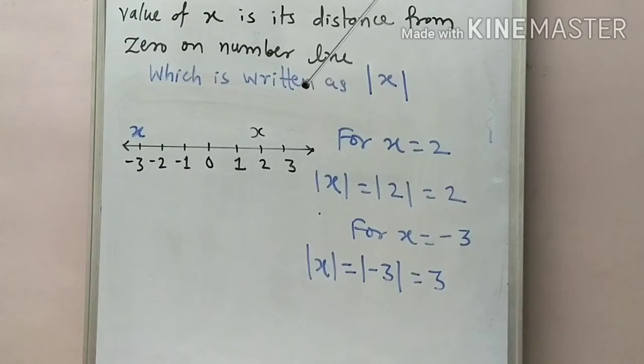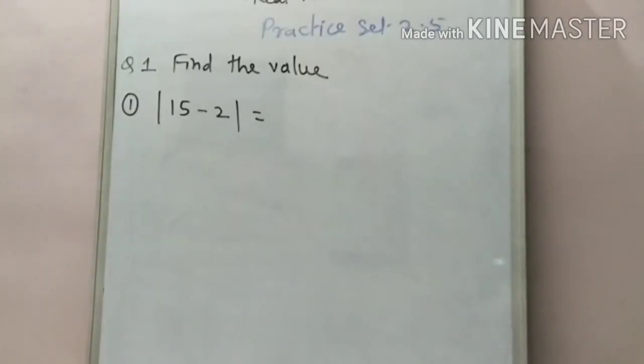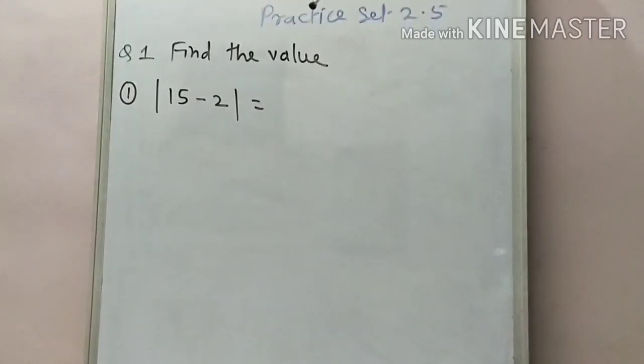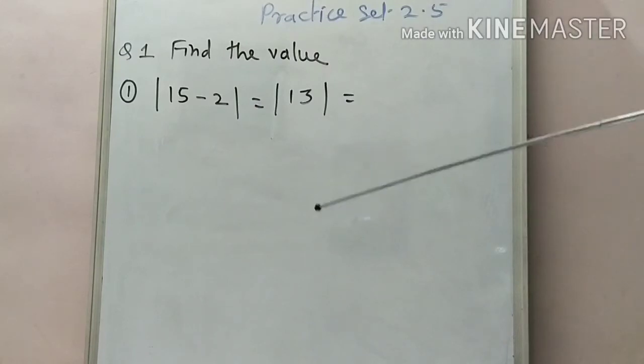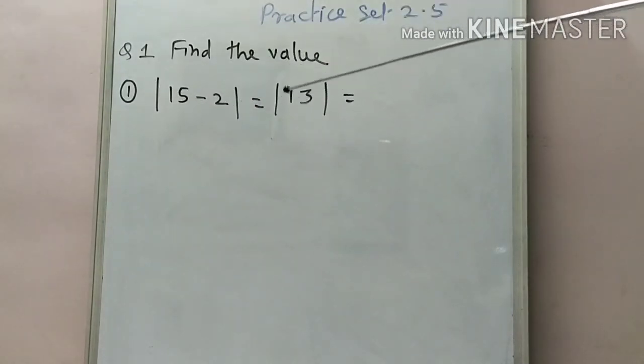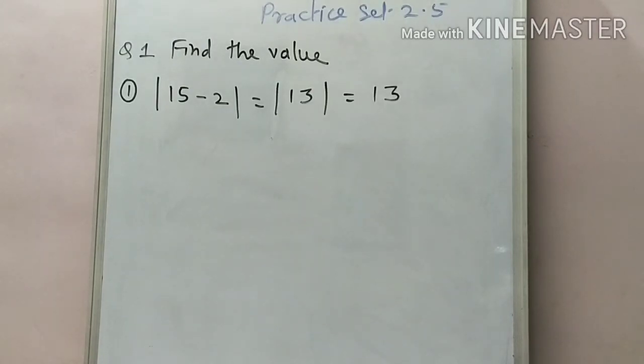Okay, so here we start practice set 2.5. Okay, the question is find the value, means we have to find the value of the absolute value of this subtraction. Okay, 15 minus 2. So first we solve this subtraction, in those parallel segments, means the absolute value of the subtraction, like this. 15 minus 2 is 13. So the absolute value of 13 is what? 13 itself.